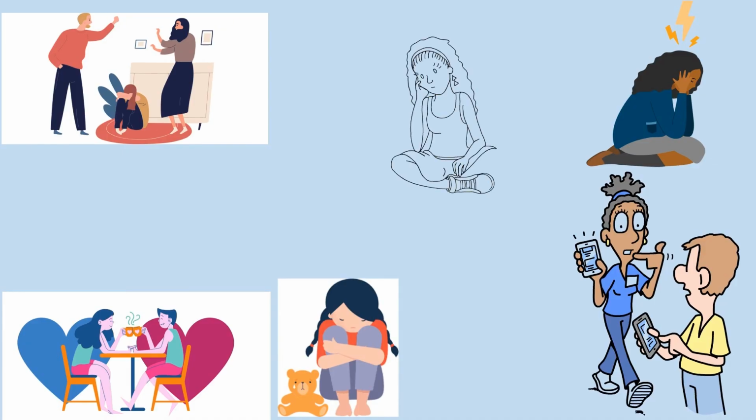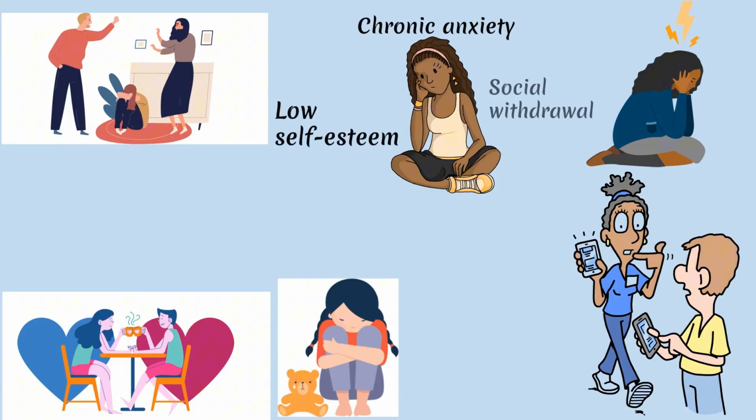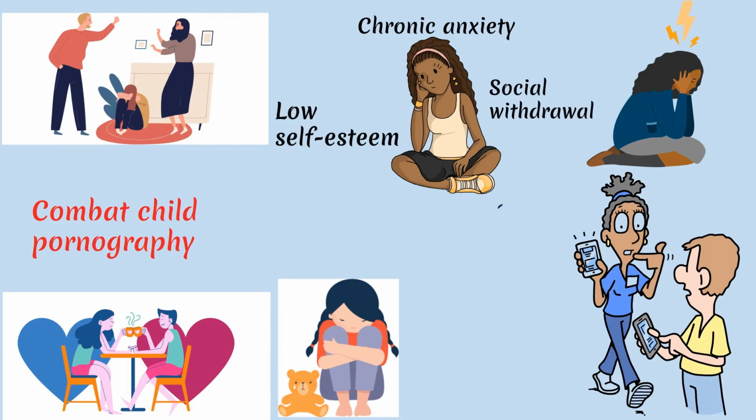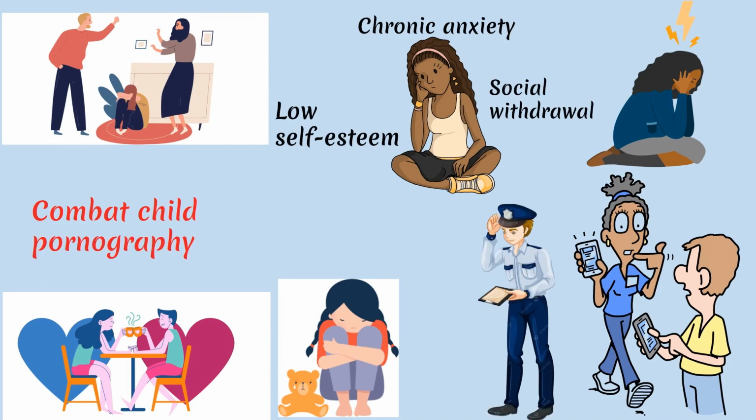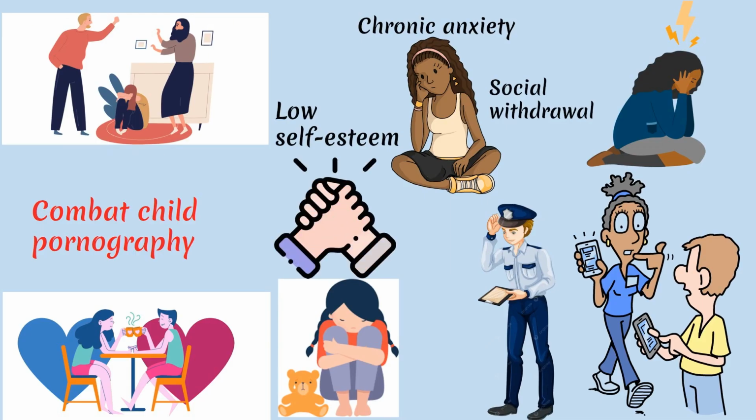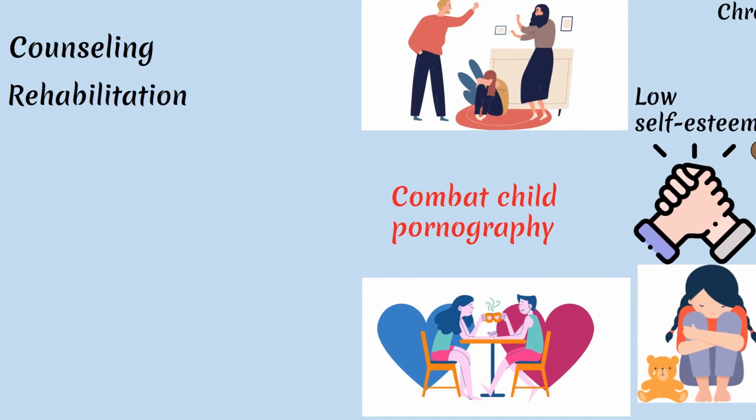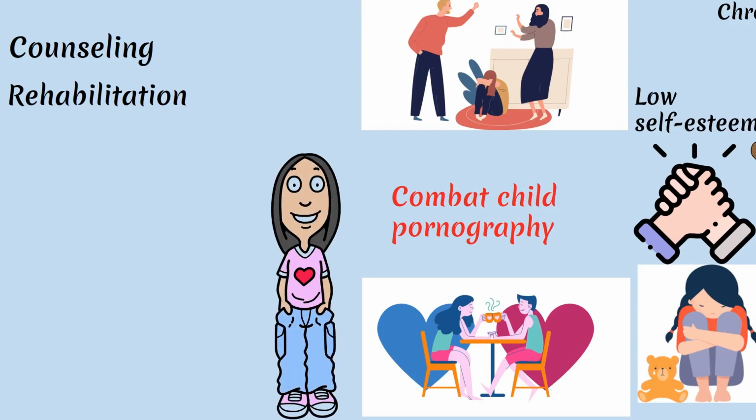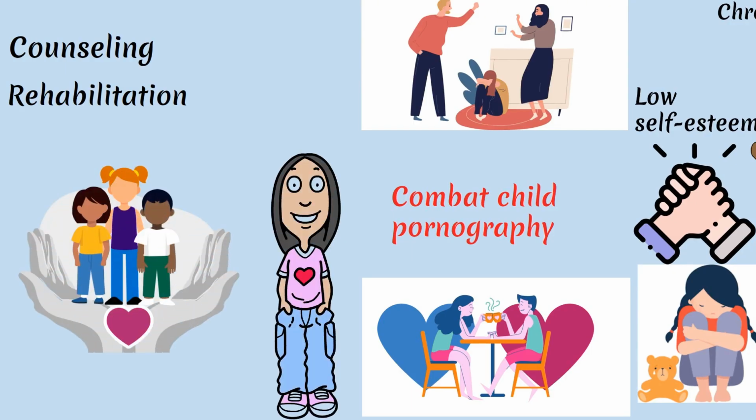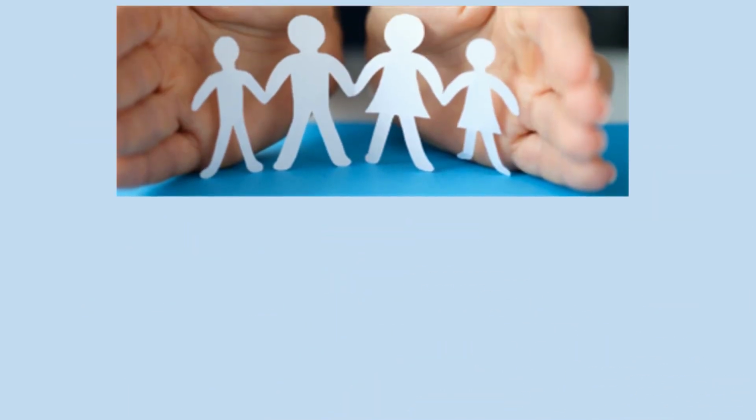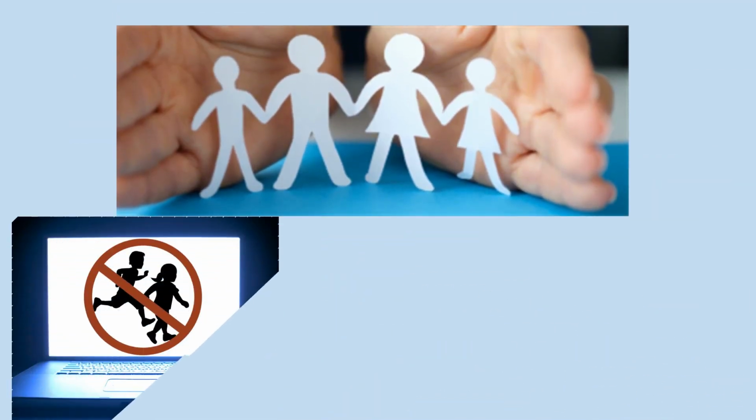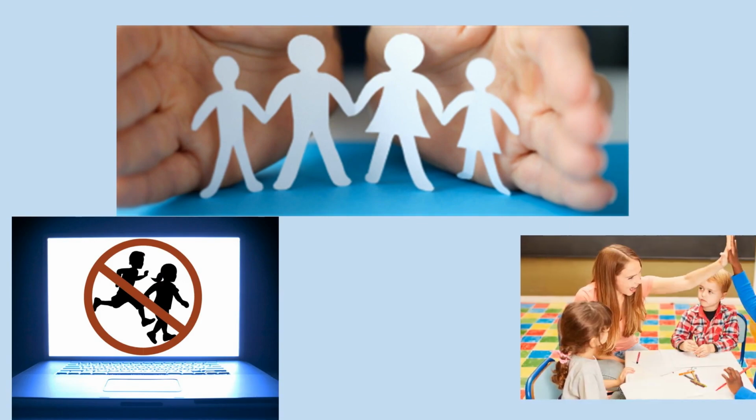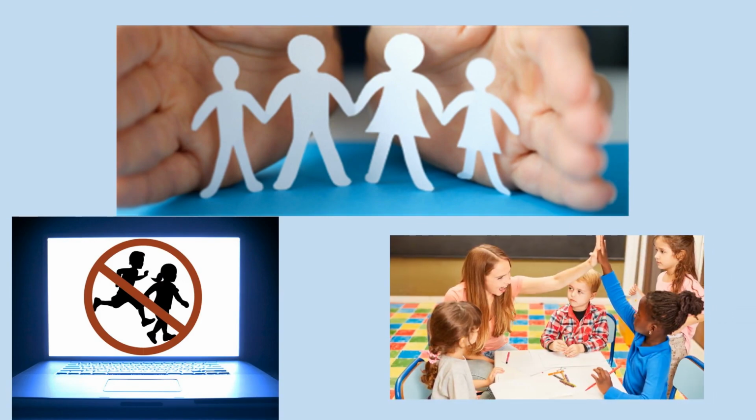Children who know that their pictures are still being viewed and traded may struggle with chronic anxiety, low self-esteem, and social withdrawal. Efforts to combat child pornography must involve robust law enforcement, education, and preventative measures. Additionally, providing comprehensive support to survivors, including counseling and rehabilitation, is critical to helping them reclaim their lives. Society must prioritize protecting children from such exploitation, recognizing that their safety and well-being are foundational to a just and compassionate world. Child pornography is not merely a crime, but a profound betrayal of our collective responsibility to nurture and protect the youngest members of society.